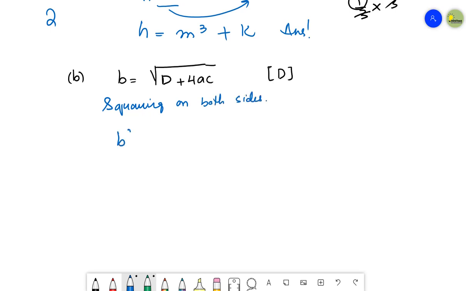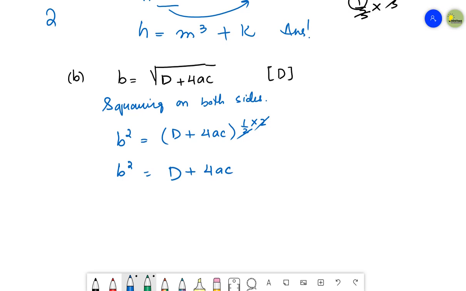So it becomes b squared equals d plus 4ac. The value of the square root was 1 upon 2, and since I have squared both sides, that 1 upon 2 can be cancelled, so it becomes 2 cancel, only 1 is present, and anything that has a power 1 is repeated as it is. d plus 4ac can be taken out of the bracket. So b square equals d plus 4ac.